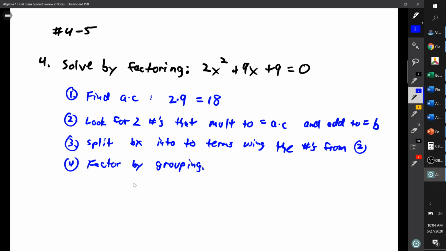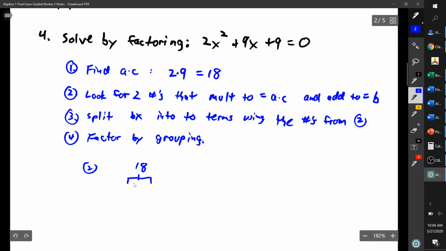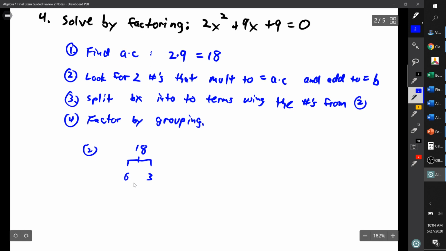Okay, so we already did step 1. We found a times c: 2 times 9 is 18. So now, step 2, we need to look for two numbers that multiply to be 18 and add to be b. b is 9. Well, 18 is 6 times 3. My mind went first to 9 times 2, but 9 times 2 adds up to be 11, not 9. So 6 times 3. Now I can use this 6 and this 3 to do step 3, which is split my bx term, so split that 9x into a 6x and a 3x.